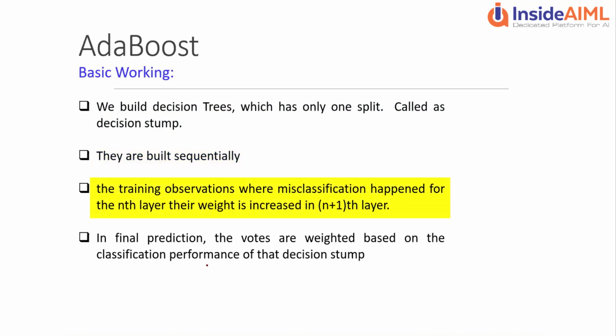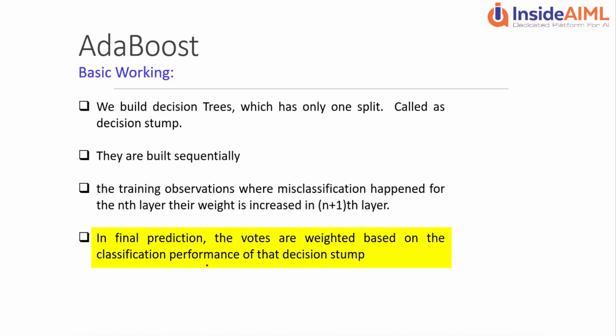The training observations where misclassification happens have their weight increased in the next layer. So if I make a mistake in the nth layer, then in the n plus 1th layer, that observation where I made a mistake, I will give more weightage. I will not allow the student to make a mistake on the same thing where he has already made one. In the final prediction, the votes are weighted based on the classification performance of each decision stump.